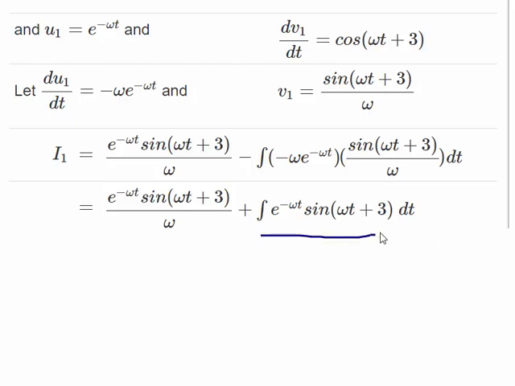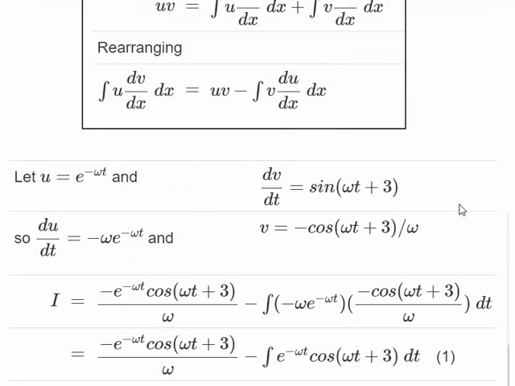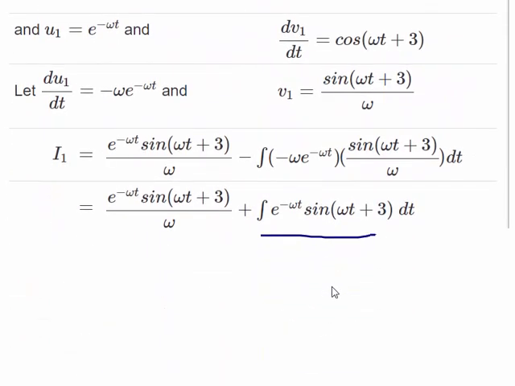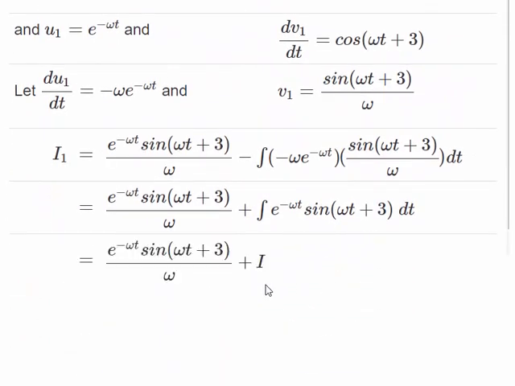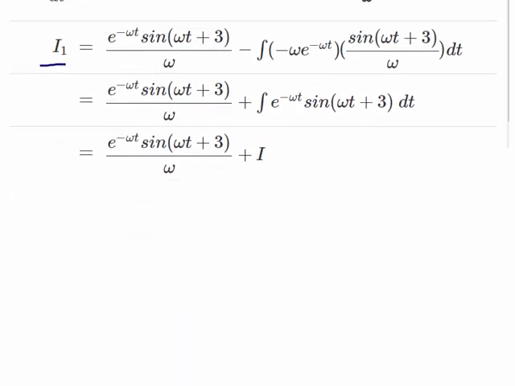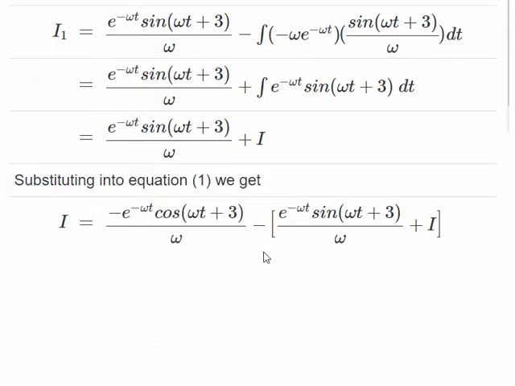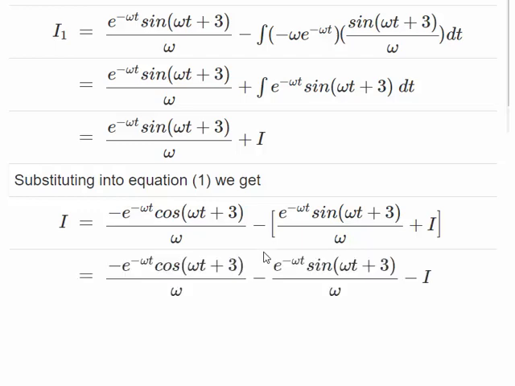Now, if we look at that and we go back to the top, we see that that is our original integrand, which means that this piece can be replaced by I. And now if we substitute I1 back into equation 1, we're going to replace this with I1. Remember there's a minus sign here. We can expand this bracket, giving us minus e to the minus omega t cos omega t plus 3 over omega minus e to the minus omega t sine omega t plus 3 over omega minus I.